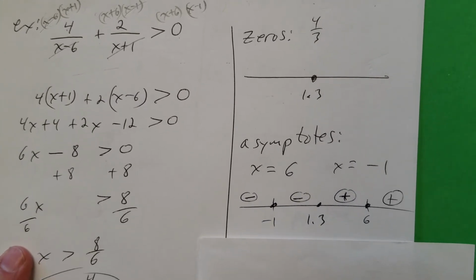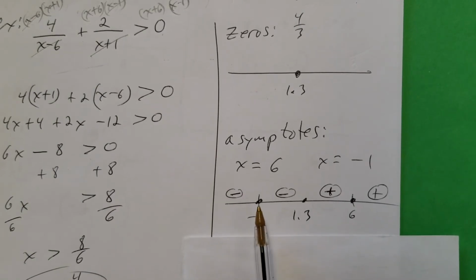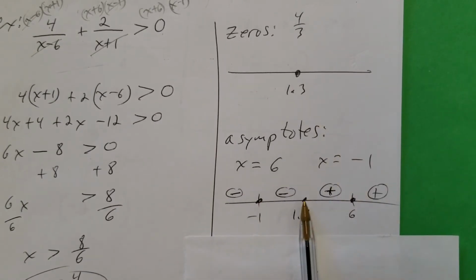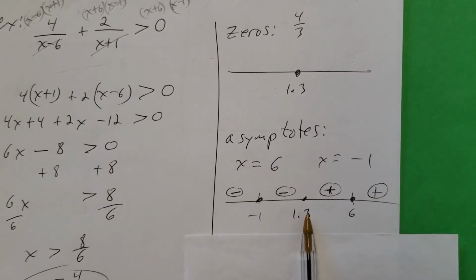I should have done this with you. So these are our key points that we have to check. 1.3, that was from the zeros. Then the asymptotes, negative 1 is obviously here, and 6 is obviously over here. Then we check something in between and see if it comes out to positive or negative.